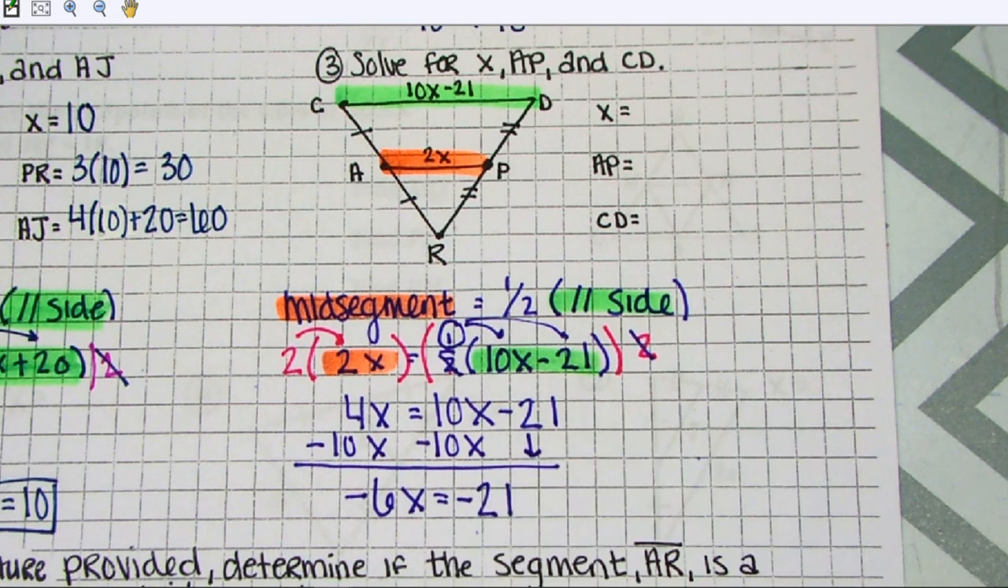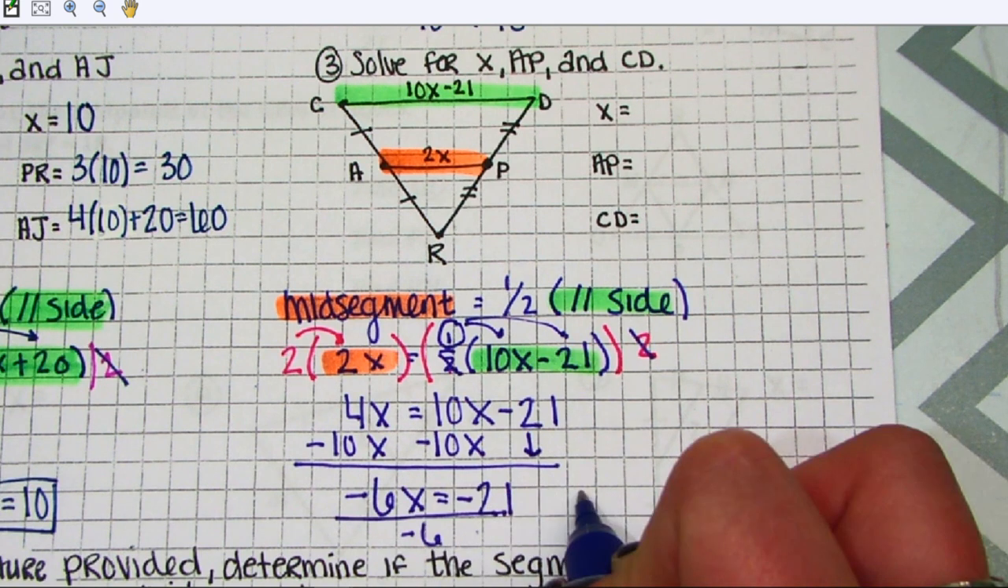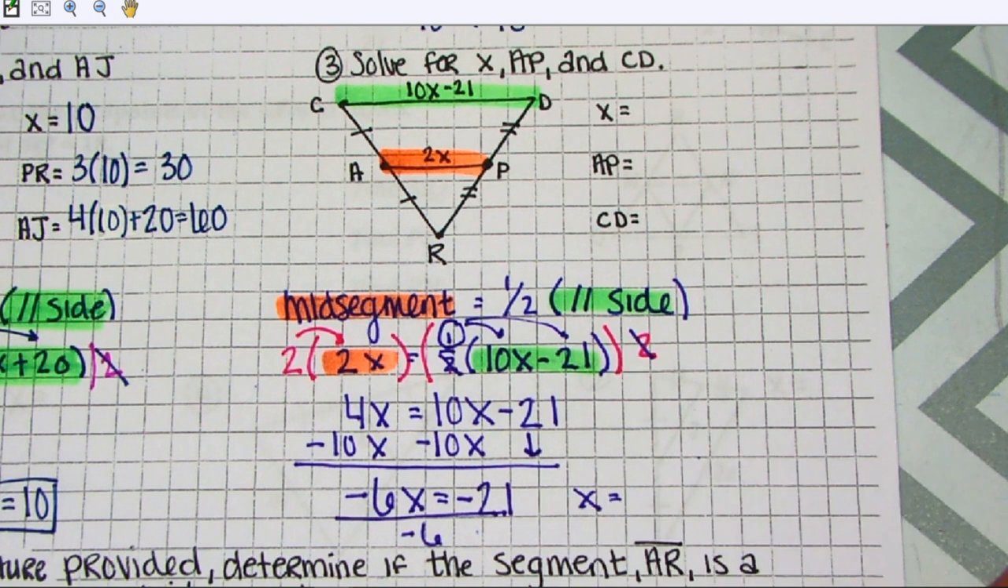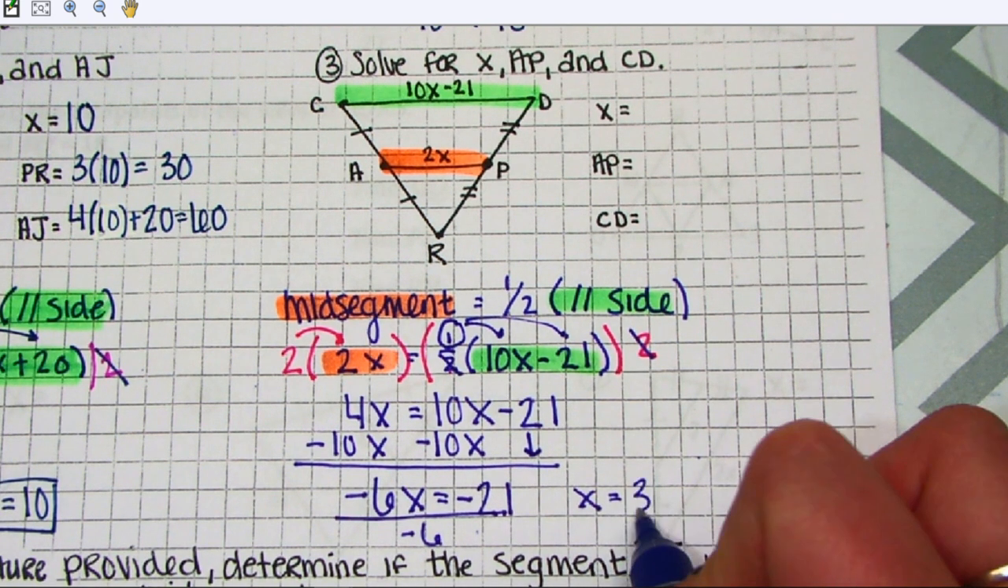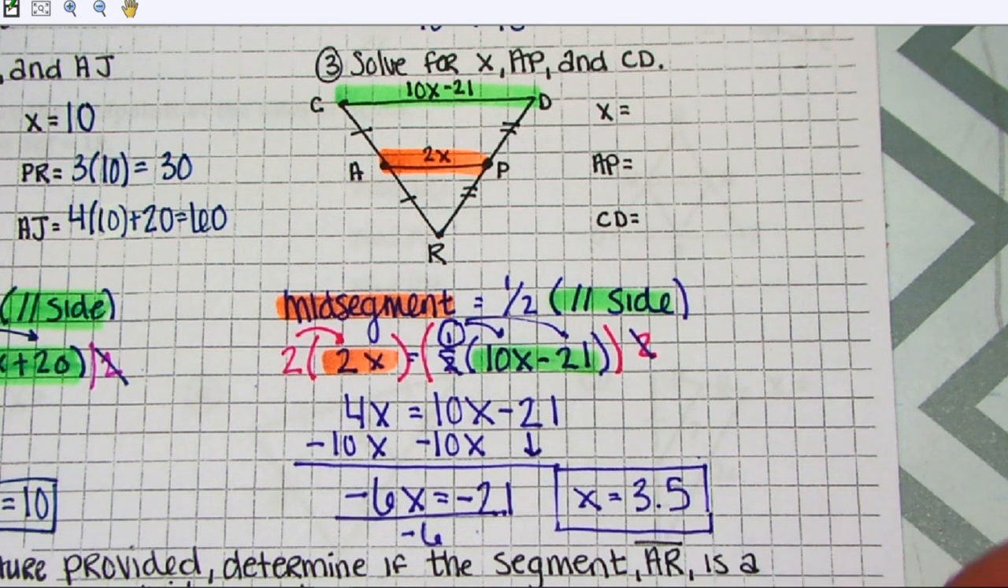Another thing that we sometimes forget is our negative signs. If you don't bring down the negative, it changes your answer. So we have to bring down our negative 21. Now we should be dividing by negative 6. So we should still get a positive answer. So what is our x value? 3.5. Decimals are okay to get. Decimals are just numbers.